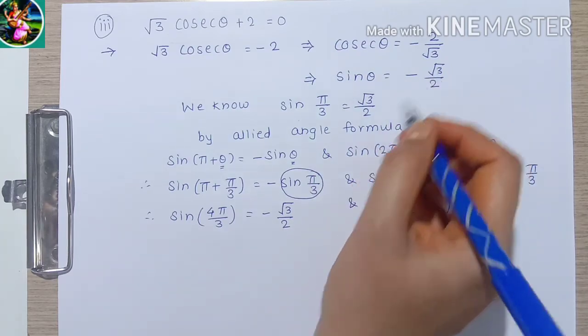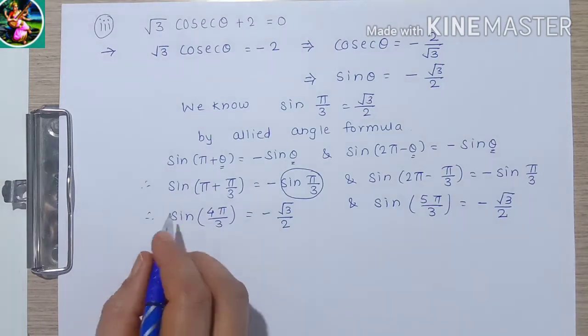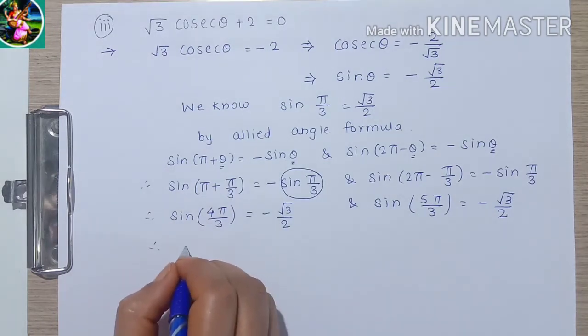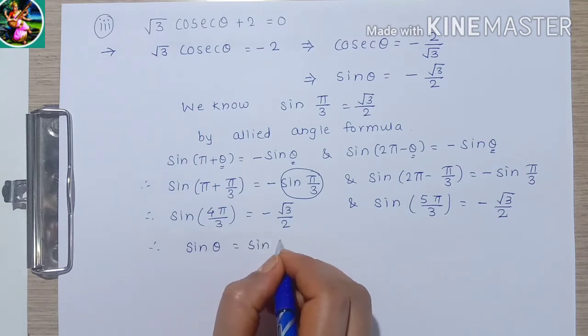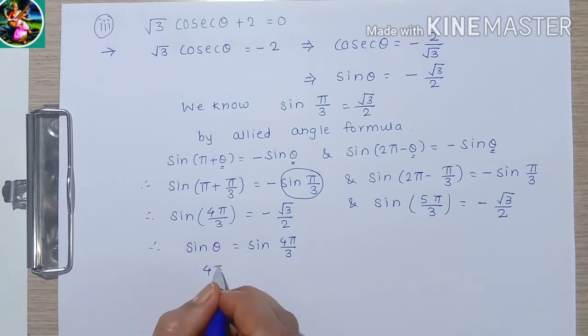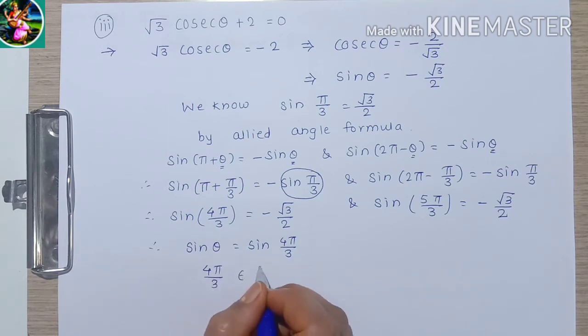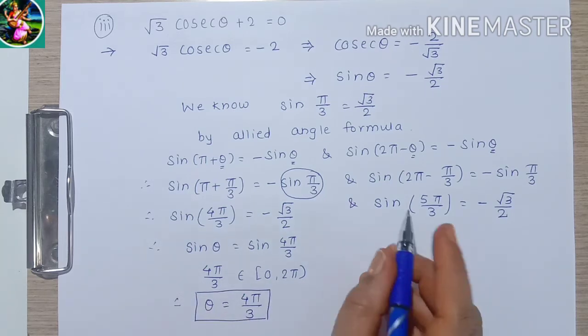Both the right hand sides are the same, therefore we write the equality of their left hand sides. Therefore, sin theta is equal to sin of 4 pi by 3. And that 4 pi by 3 lies between 0 to 2 pi. Therefore, theta is equal to 4 pi by 3 is one of the principal solutions for the given trigonometric equation.